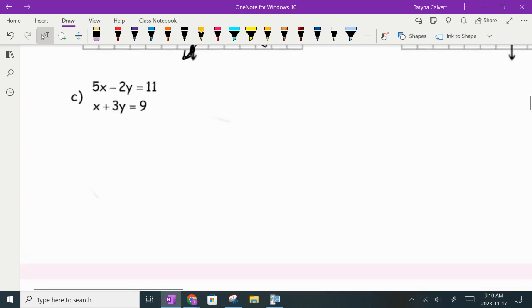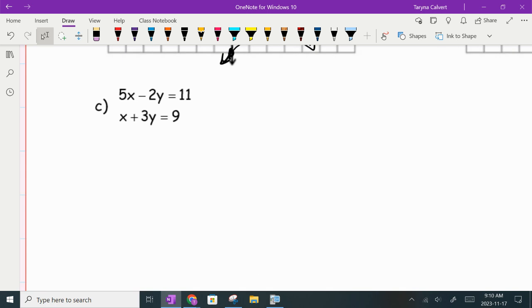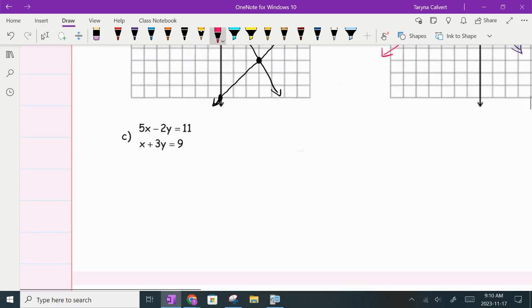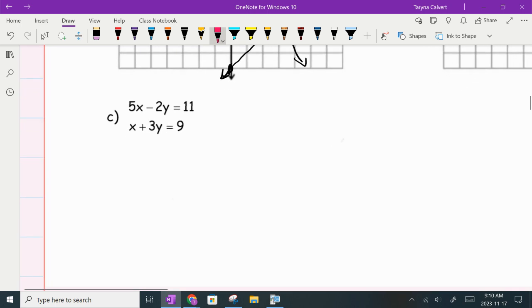So this is testing your rearranging skills. Look up when you're done rearranging, and make sure they're the same as mine. Yeah, so this one, we're not sketching it. We're just going to find the solution on the calculator.